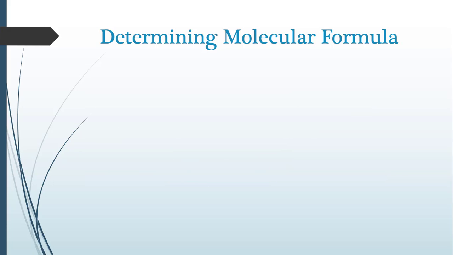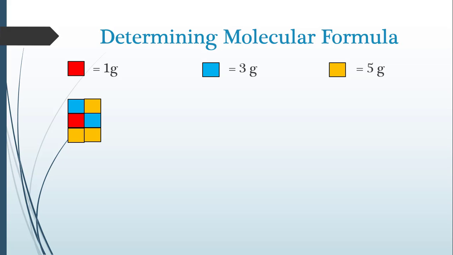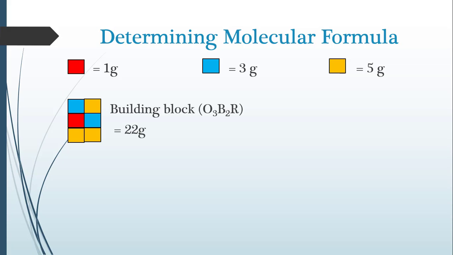So let's start with a non-chemistry example. Assume that I'm going to build something with blocks. I have red blocks, which weigh 1 gram. I have blue blocks, which weigh 3 grams. And I have orange blocks, which weigh 5 grams. I take my blocks and I make a unit that looks like this. We're going to call that a basic building block. I've got 3 oranges, 2 blues, and 1 red. The mass of that building block is 22 grams.